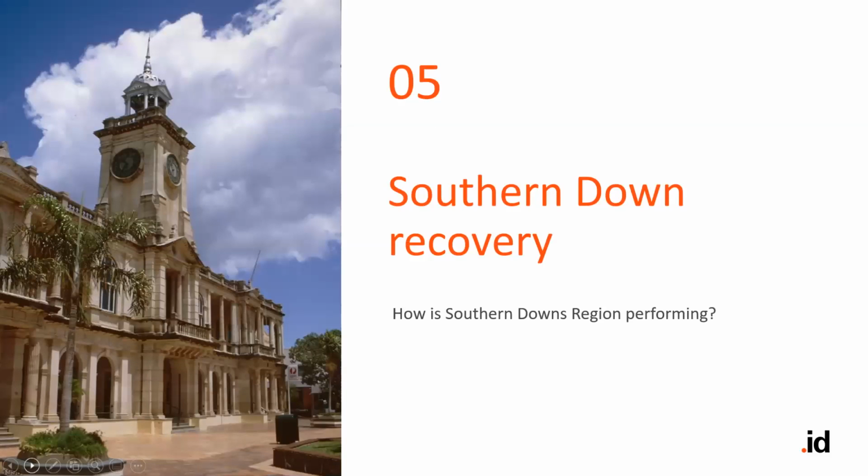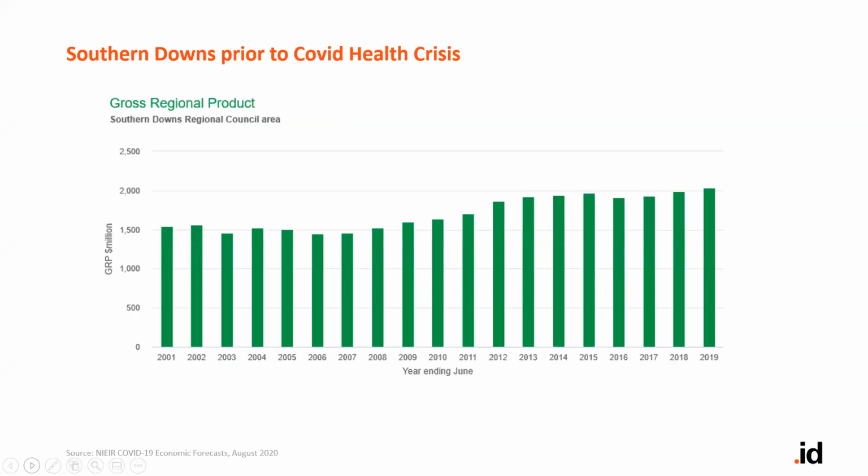So the Southern Downs recovery. This is how the Southern Downs was performing prior to the COVID health crisis. So it's really interesting with the data that we have. It gets updated yearly. And what normally happens is we cut off our data period right now and we collect all the data, and then the data is released in February or March. So I was actually here just before COVID hit talking about this data.